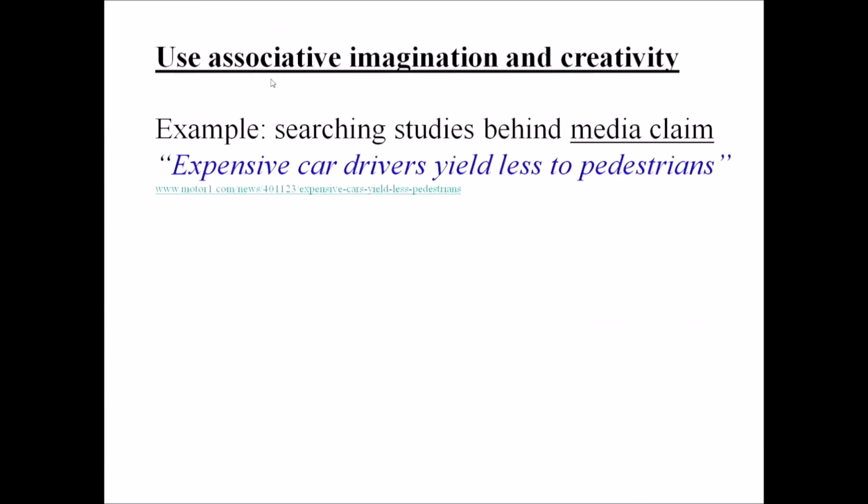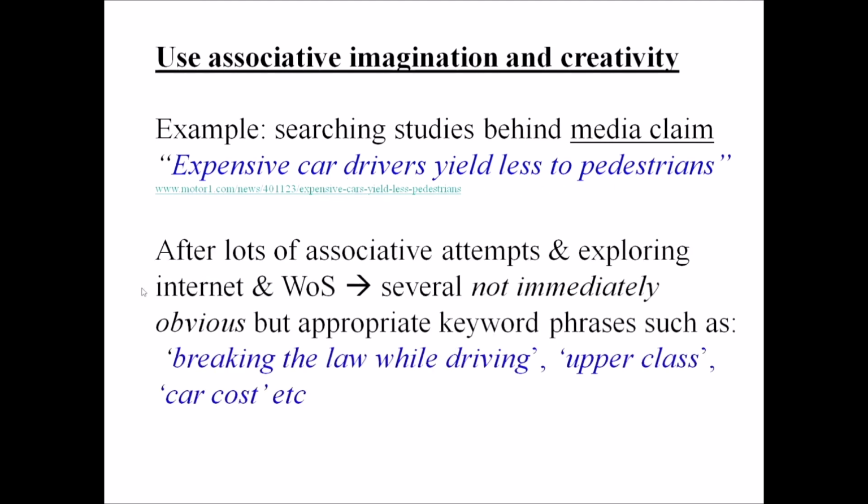But often you have to use your associative imagination and creativity. For example, when I was searching studies behind a claim in the media that owners of expensive cars gave less priority to pedestrians, I found, after lots of associative attempts and exploring internet and Web of Science, several appropriate keyword phrases that had not been immediately obvious to me, like breaking the law while driving, upper class, car costs, etc.